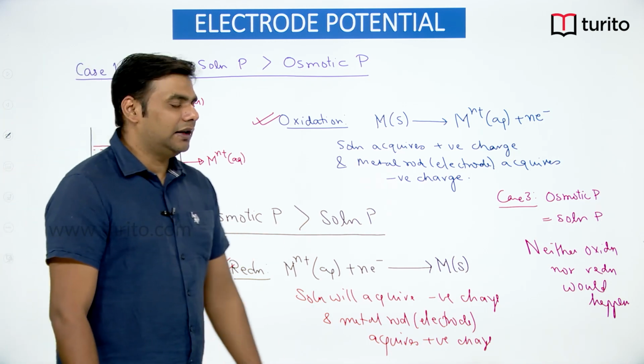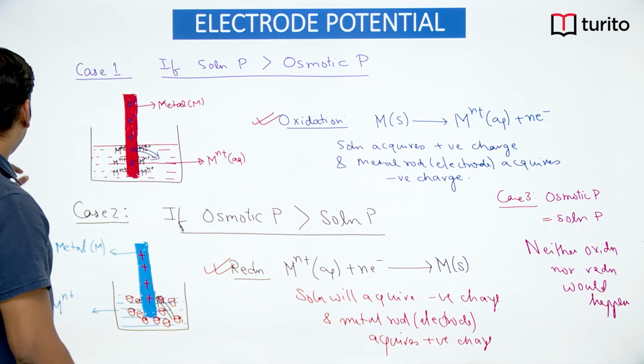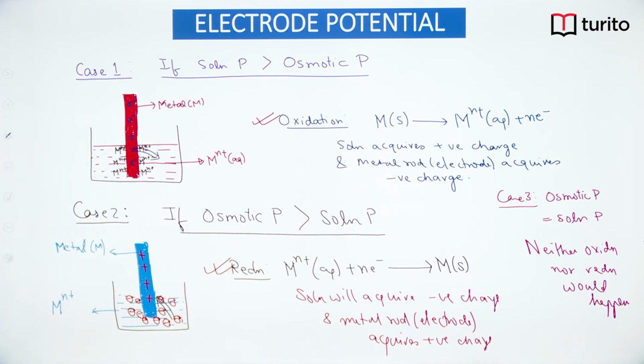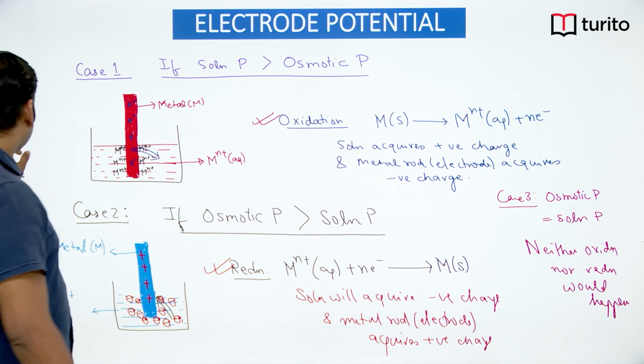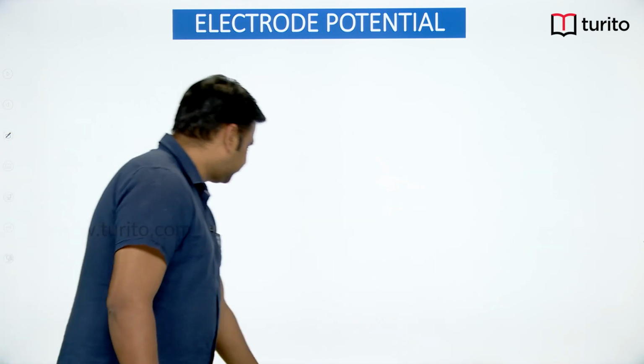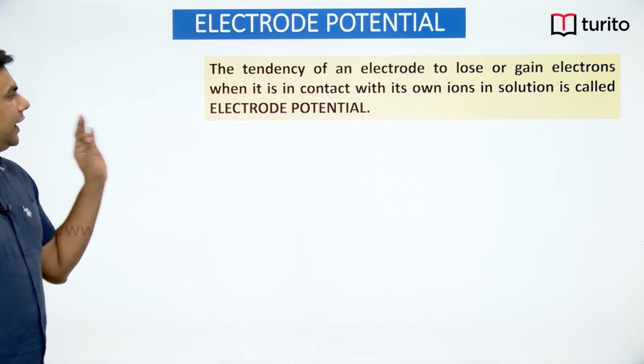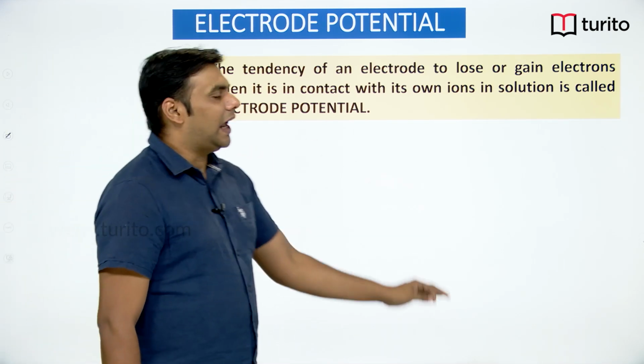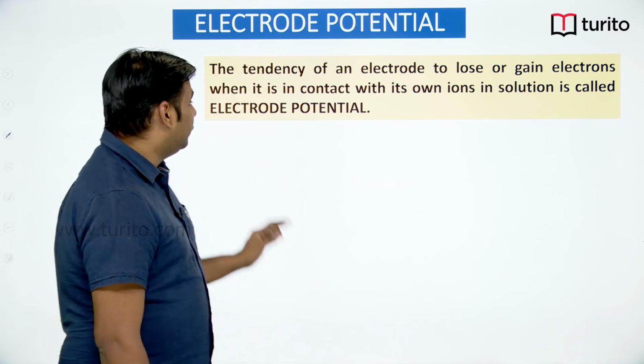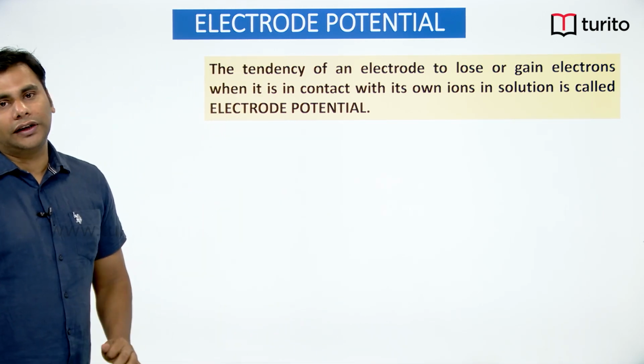In that case, nothing would happen. Hope this is clear to you. I hope you have taken a snapshot of this as well now. So we will say that the tendency of an electrode to lose or gain electrons when it is in contact with its own ion in solution is called electrode potential.